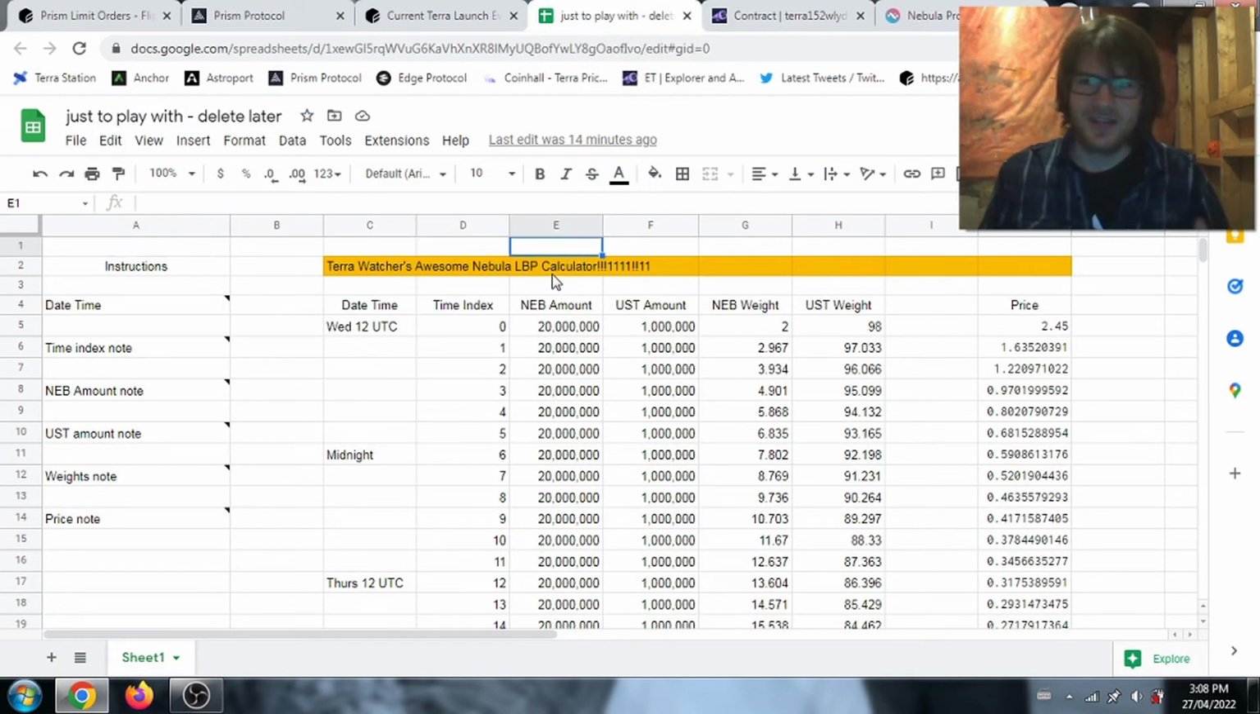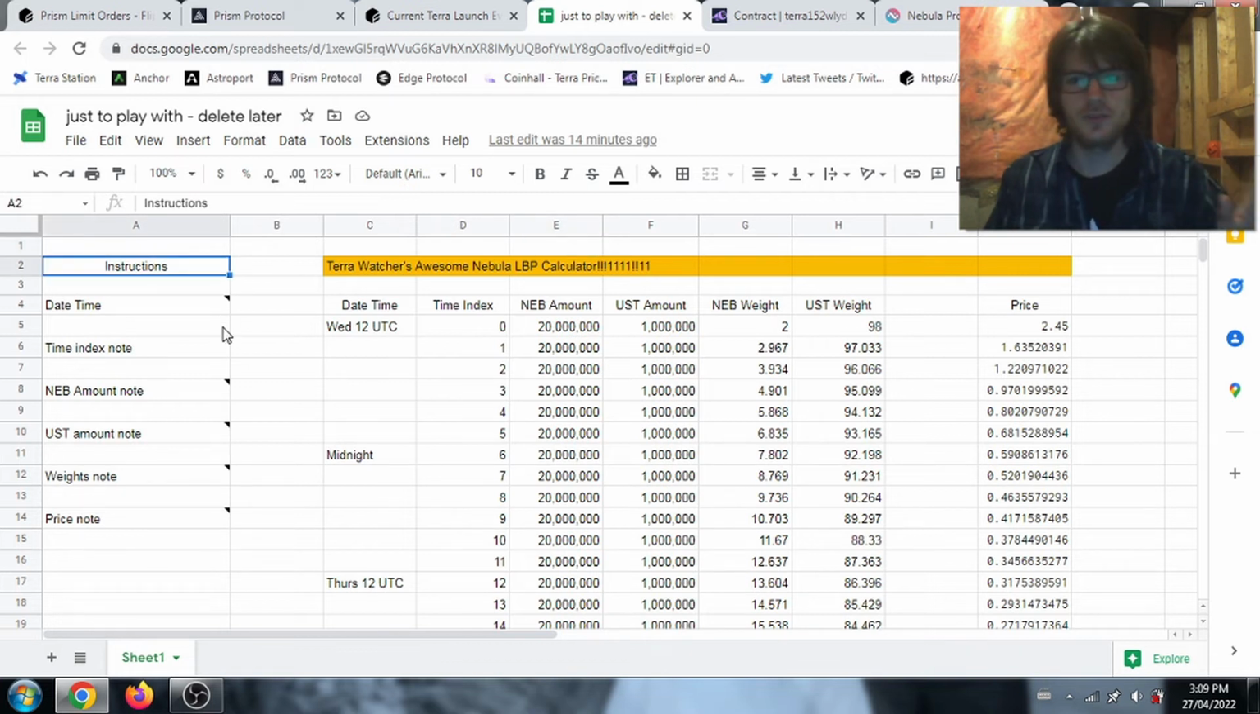check this out. I'm really proud of building the order books back there, and I'm also really proud of this calculator. I'm going to put this in the description. I'm going to put all kinds of stuff down in the description for you to use, all these wonderful tools. This is a calculator that is going to help you determine what the price of NEB will be in the LBP given certain compositions. So let's take a look at this.